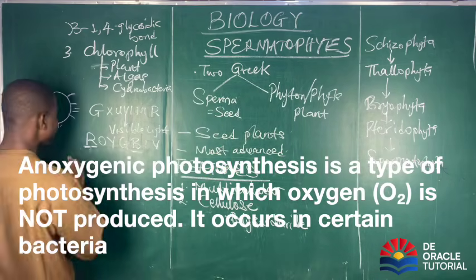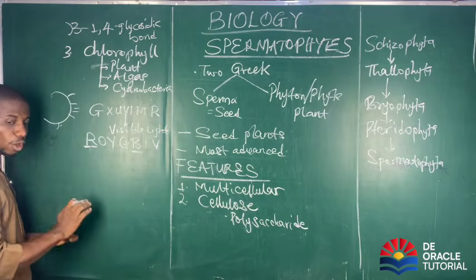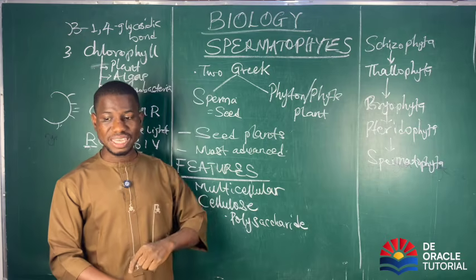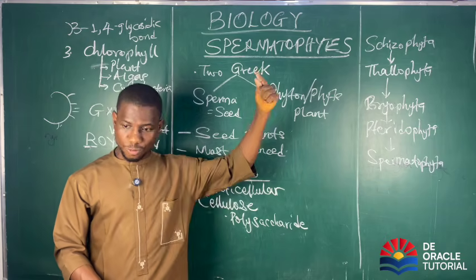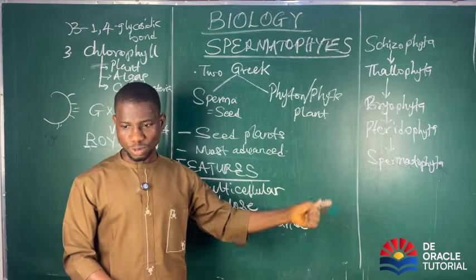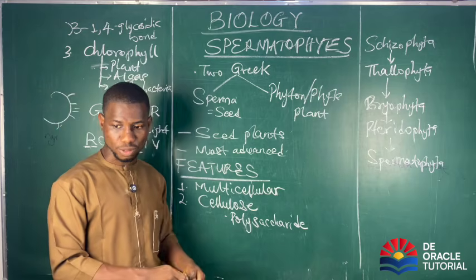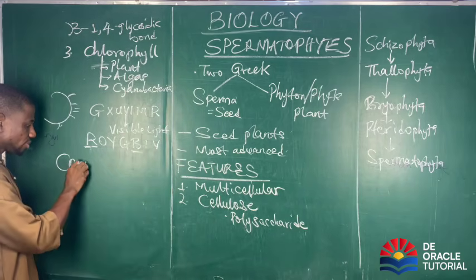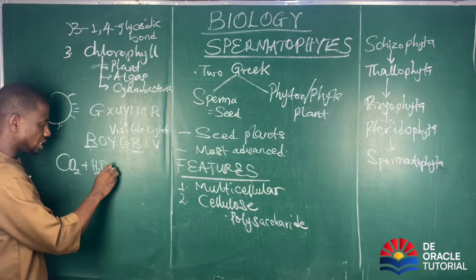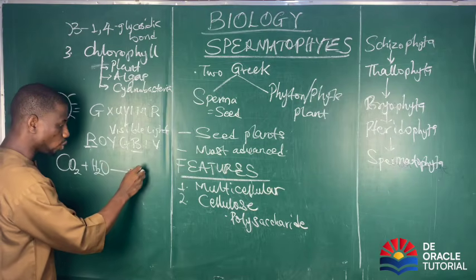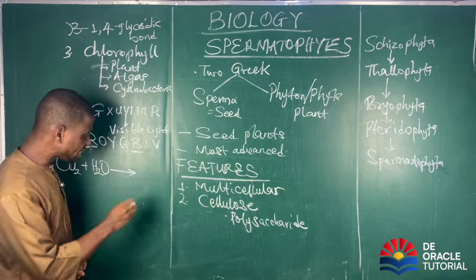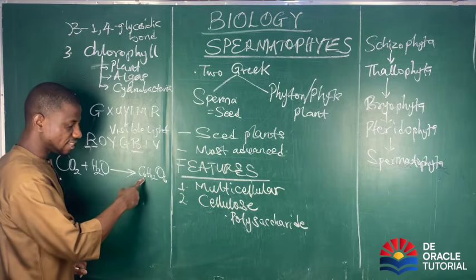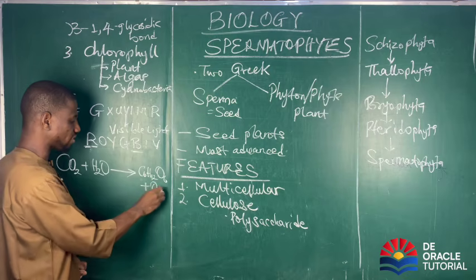But in the case of spermatophytes, they don't exhibit anoxygenic photosynthesis, they exhibit oxygenic photosynthesis, whereby oxygen is given out as a byproduct due to photolysis of water. So we have the carbon dioxide and water molecules. They will combine to give us glucose. And what is the formula of glucose? C6H12O6. And oxygen is given out as a byproduct.